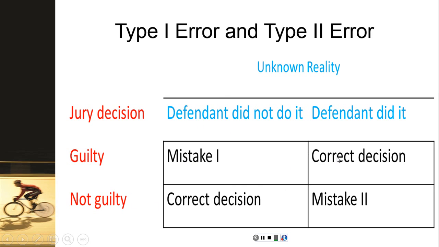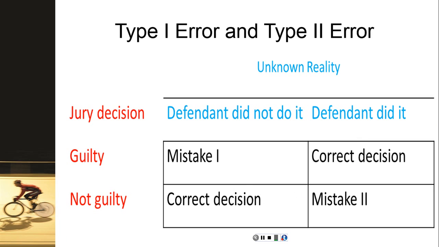The third possible outcome happens when the defendant did it, and the jury verdict comes out to be guilty. So you got the person who actually committed the crime. Great job. Correct decision right there. Now let's take a look at the last one, labeled as mistake 2. It happens when the defendant did it and the jury decision comes out to be not guilty. So obviously you let the guilty person go.